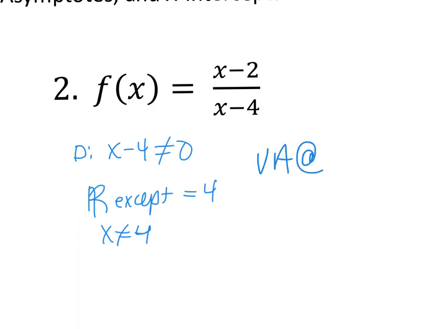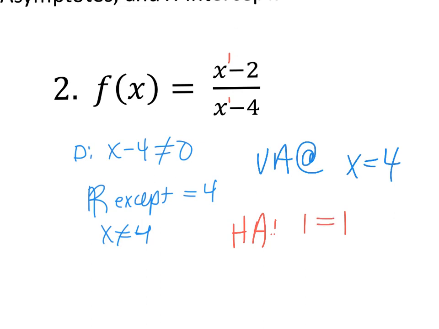Where the denominator becomes 0, the function does not exist. That's where our vertical asymptote is. So I have a vertical asymptote at x equals 4. Good. Let's find our horizontal asymptote. What's the degree of the numerator? 1. What's the degree of the denominator? What is the relationship there?